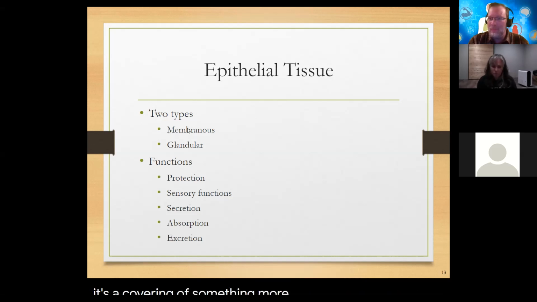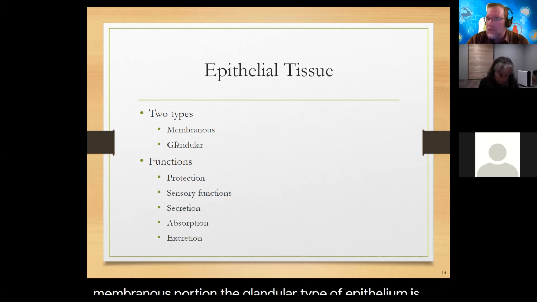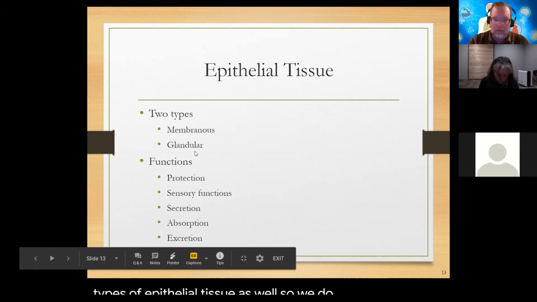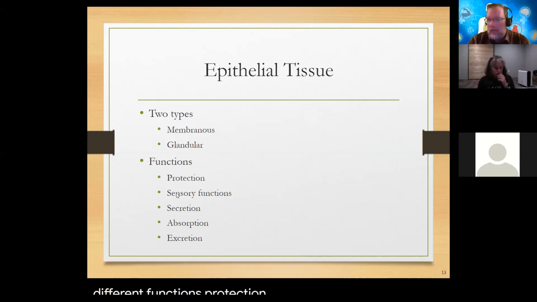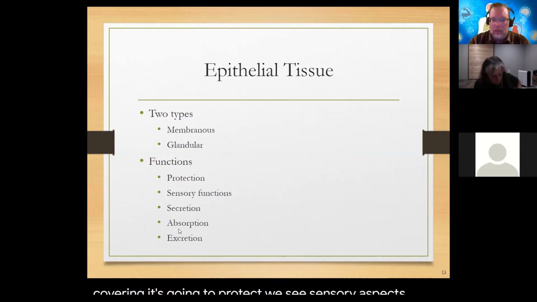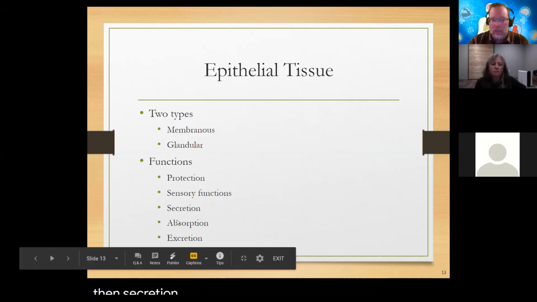That's the membranous portion. The glandular type of epithelium is just that. It's a gland. It deals with glands. So we've heard of sweat glands and oil glands and endocrine glands. So those are types of epithelial tissue as well. So we do have quite a few different functions. Protection, certainly, if it's a lining or a covering, it's going to protect. We see sensory aspects, and then secretion, absorption, and excretion.